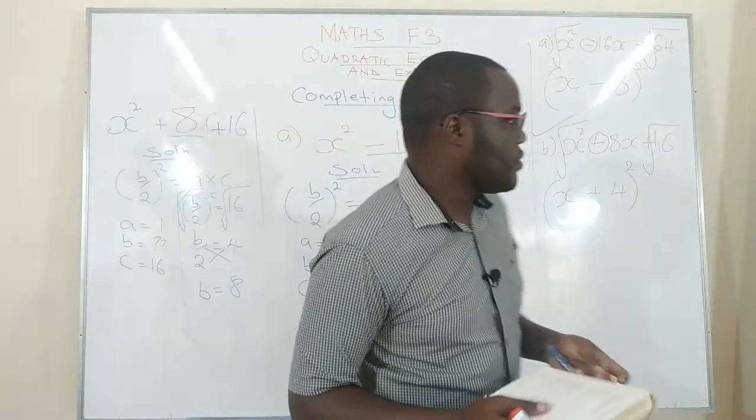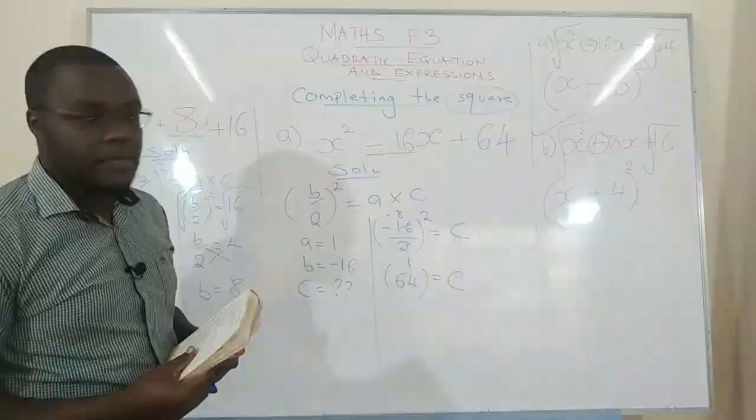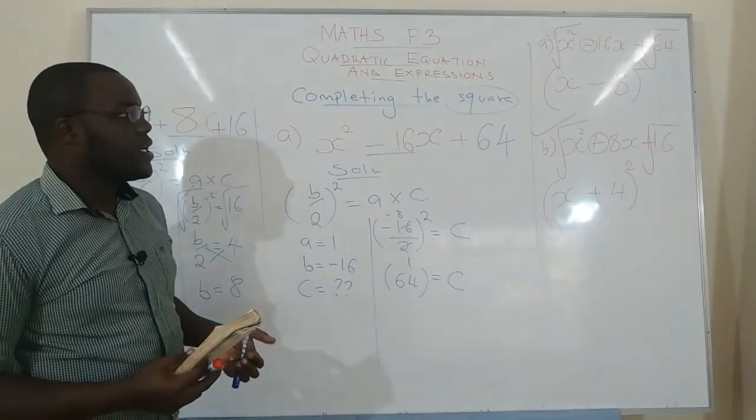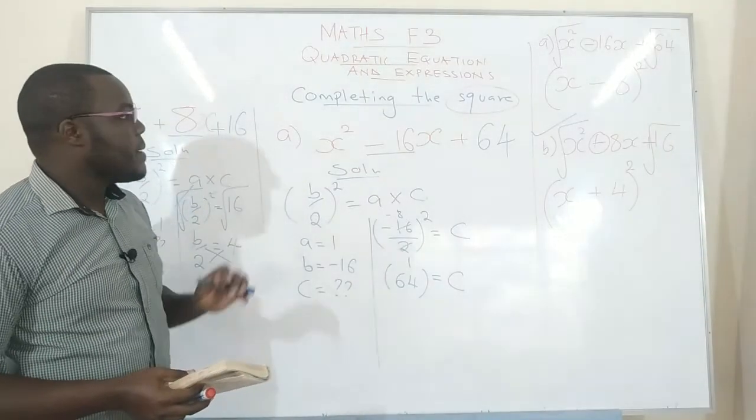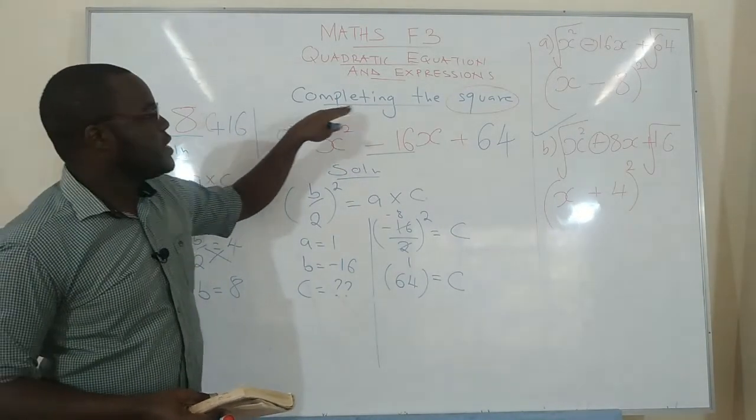So that is all for today. Let us meet next time. Do more practice. It might seem as if it's a very simple thing, but practice more, especially making numbers become perfect squares, something that we call completing the square.